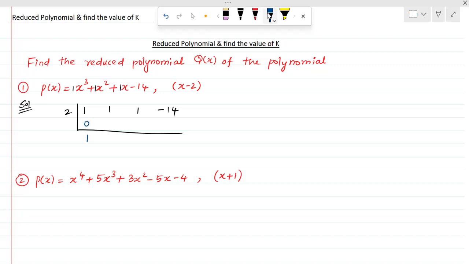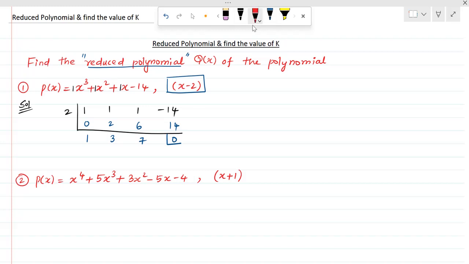Start the process. 1. It is 2. Multiply, 3. Here you will get 6 and 7. And then the last one you will have 0. Whenever a question is asking for a reduced polynomial, this binomial must be a factor of the polynomial. Then only it can be reduced.